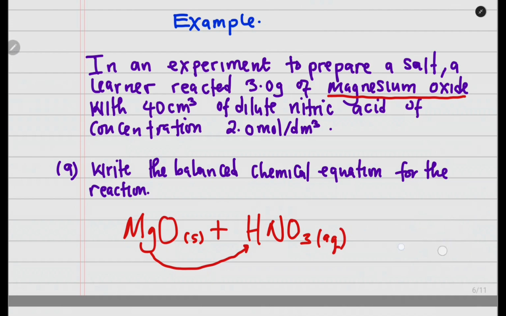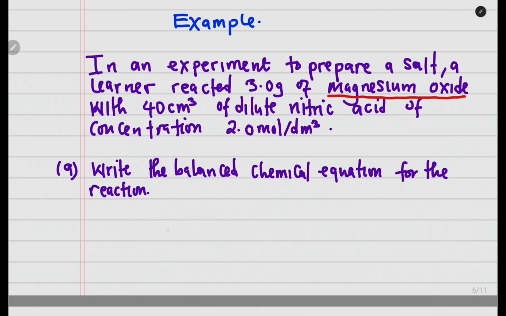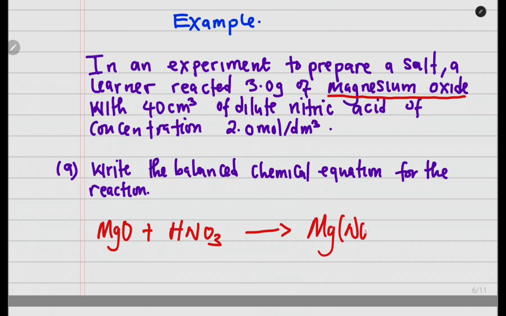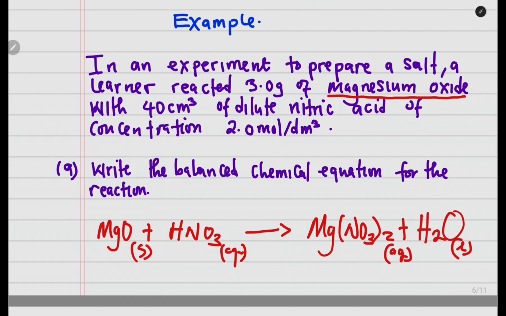Let me just try to reduce the size so that it can fit right here. So you're going to say magnesium oxide reacts with nitric acid. In this case, it is going to form magnesium nitrate as a salt, then plus water, which is liquid. This is aqueous. This is aqueous. And this is the solid. So this is the equation.